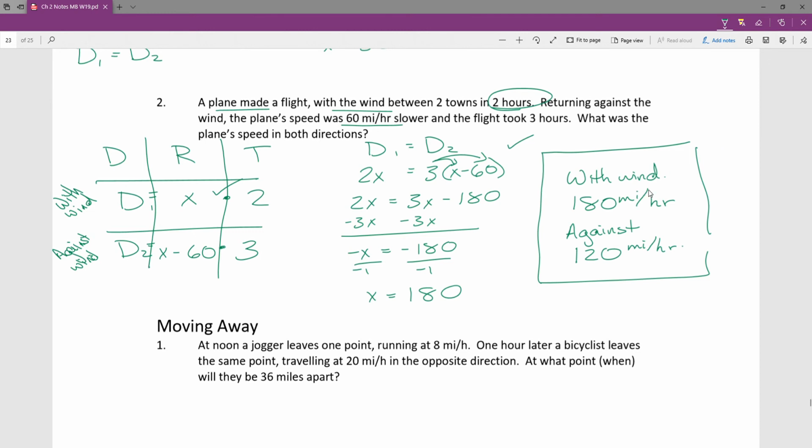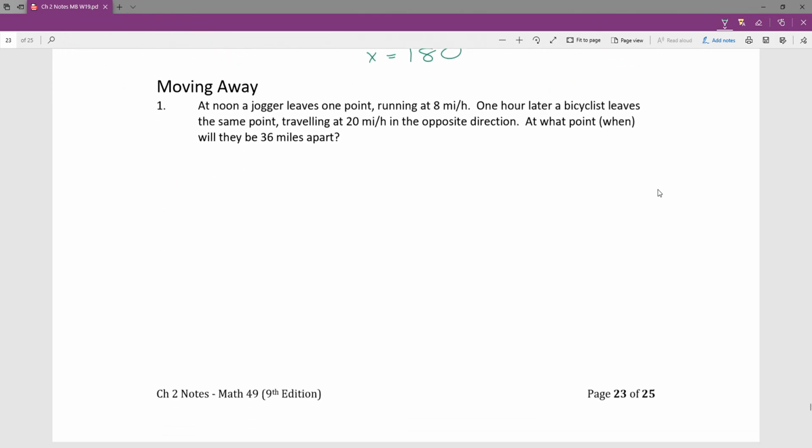So there's 2 that are return trips. We're going to switch it up, and now we're going to do some moving away. So it says that it's a moving away, which is always handy when it's titled, but it's still going to be a distance rate time problem. So let's see how that looks when we pull out what we know from the question.